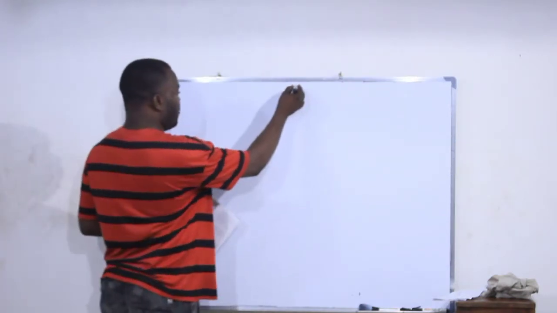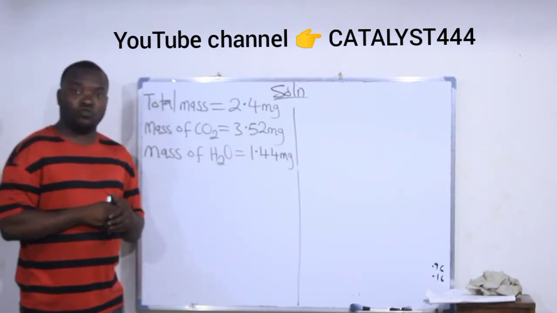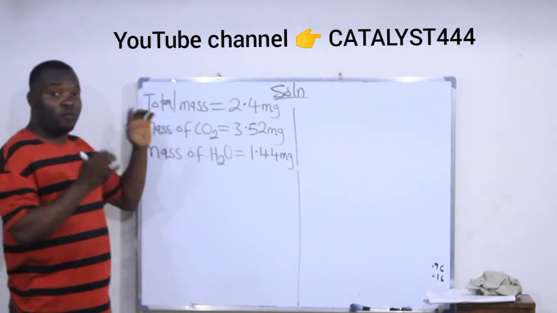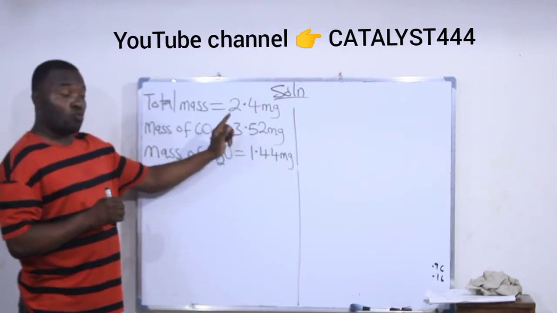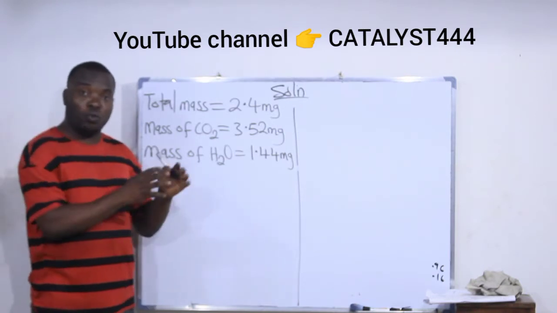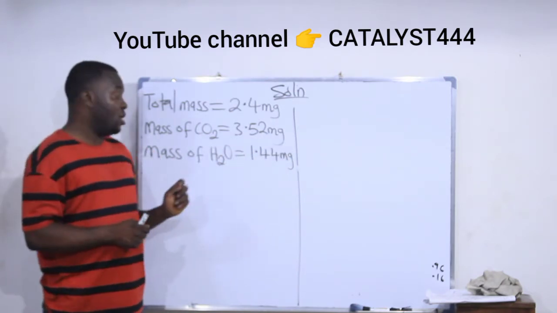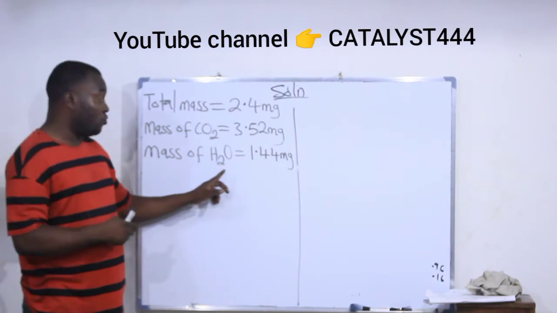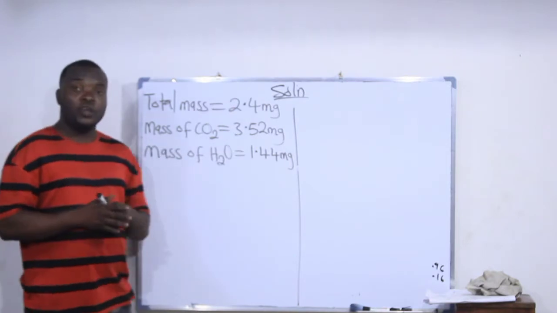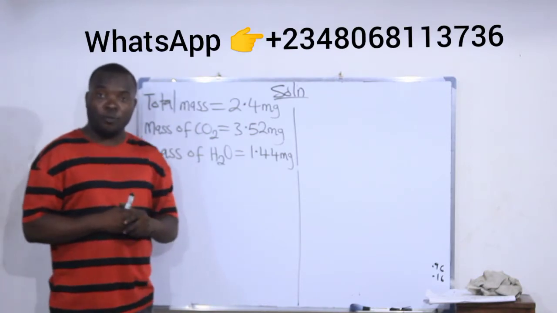Let's bring out the values given to us. These are the masses given to us in the question. The mass of the organic compound, which we call the total mass of the sample that was burnt, is given to us as 2.4 milligrams. During the combustion, carbon dioxide and water were produced, and the mass of carbon dioxide produced is given as 3.52 milligrams, while the mass of water produced is given as 1.44 milligrams. We are asked to use this data to find the empirical formula of that compound that was burnt, and also find the molecular formula.